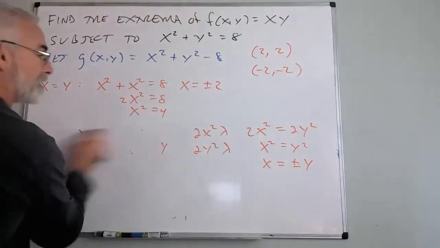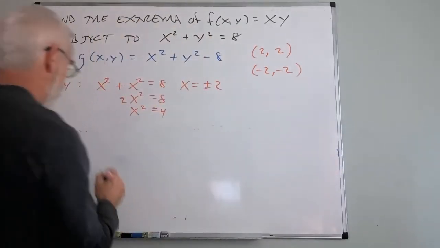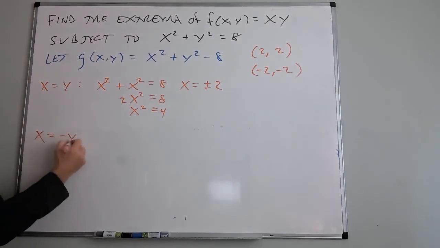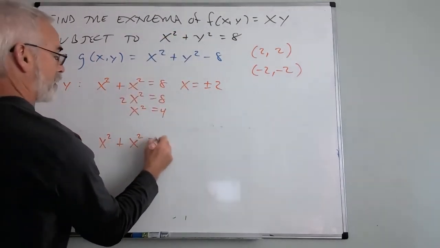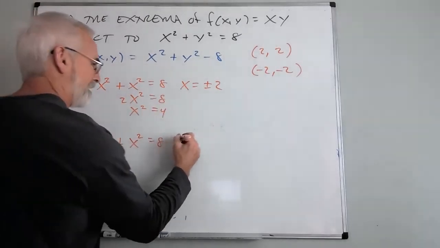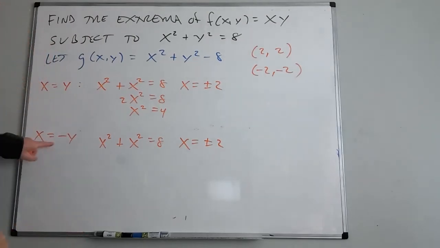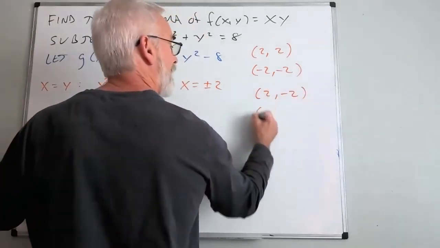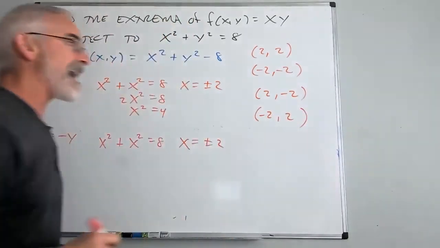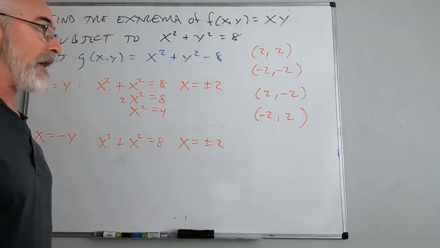So let's look at that case. If x is negative y, then what do I get? I get x² + x² = 8. That's the same thing. Again, I get x equals plus or minus 2. Aren't I going to get the exact same points? No, x is negative y. So if x is 2, then y must be −2. And if x is −2, then y is 2. I have 4 points on the xy plane that will all contribute to the answer. Interesting. Now, I don't know what the answer is.